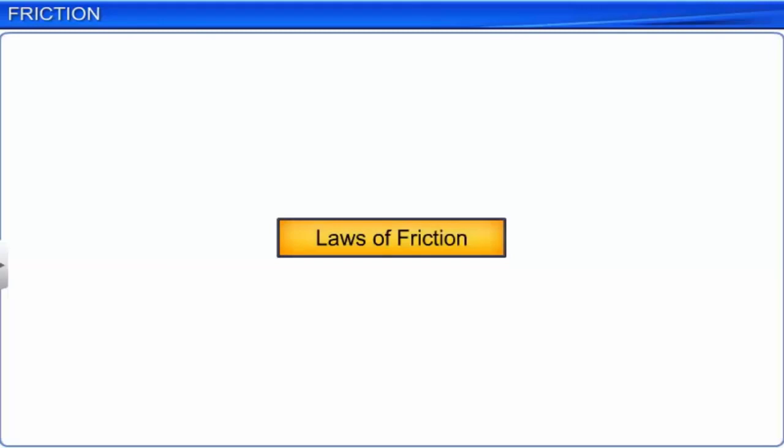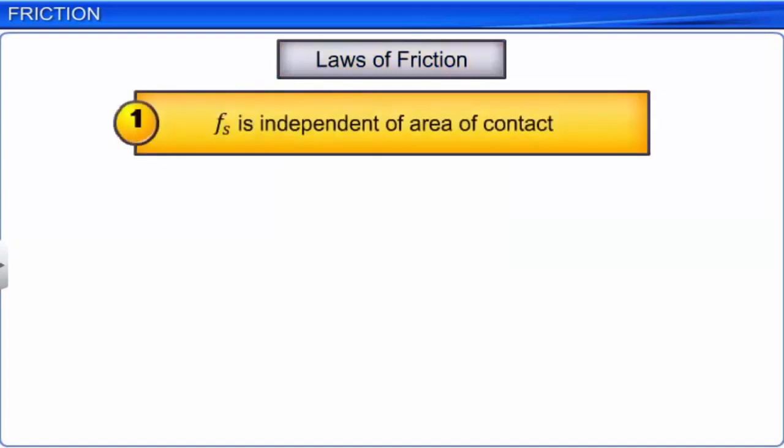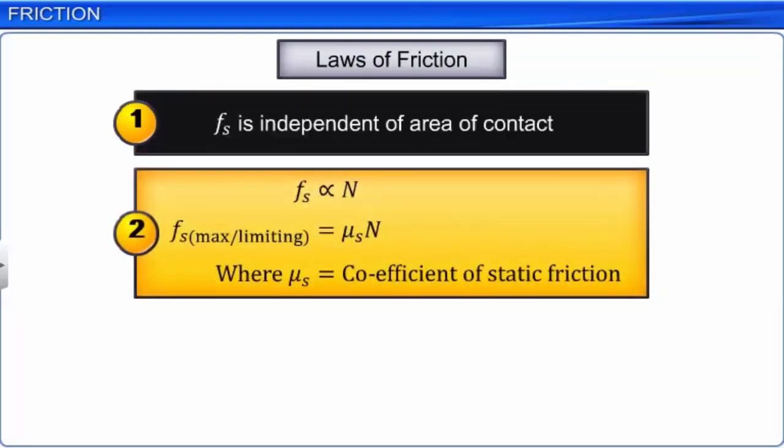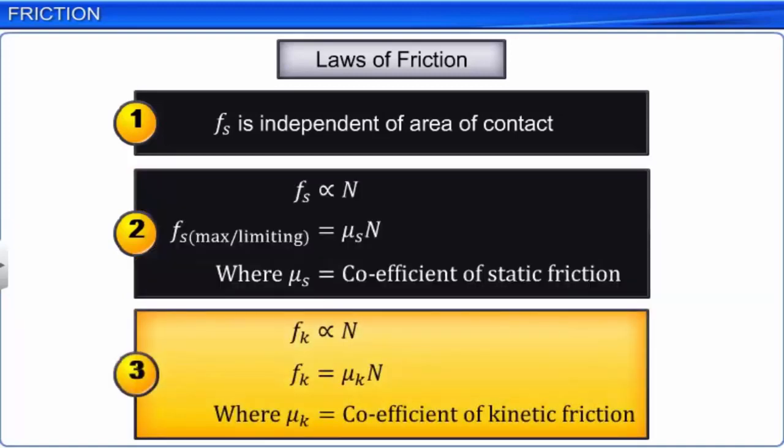They are: static limiting friction is independent of area of contact. Static friction is proportional to normal reaction. It is equal to the product of mu s and N, where mu s is the coefficient of static friction. Kinetic friction is proportional to normal reaction. It is equal to the product of mu k and N, where mu k is the coefficient of kinetic friction.